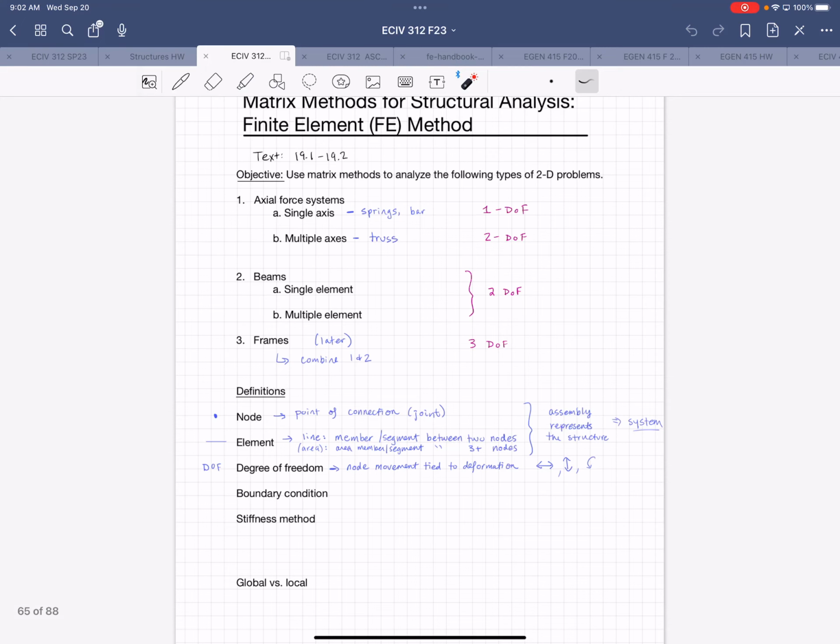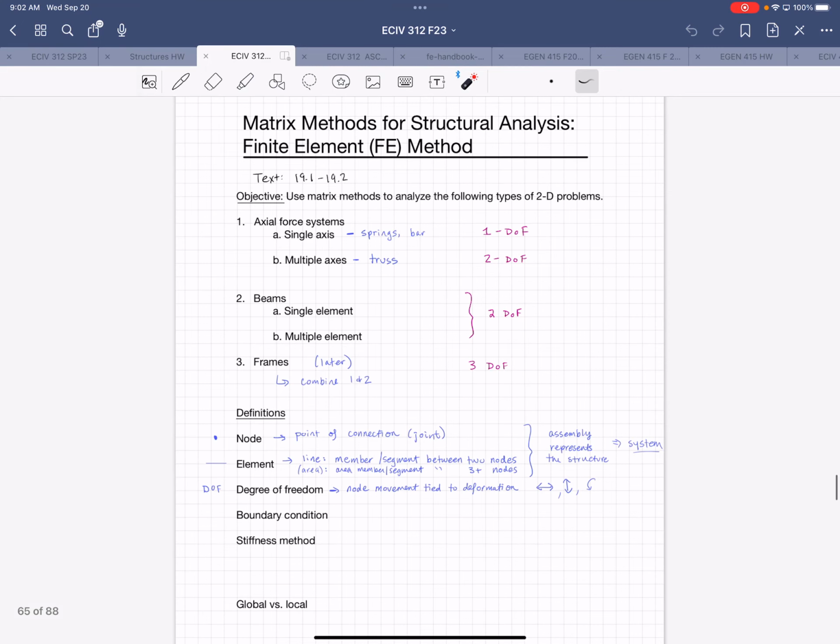So, last time we finished up the class by just scraping the beginning of the intro to finite element analysis. And so, just a quick recap, right? We went through, these are the different types of two-dimensional problems that we're going to cover in this class. We defined the first three terms here.